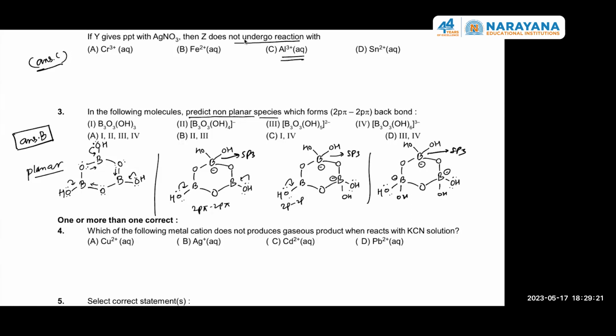Only in the case of copper, cyanogen gas will be evolved. In the rest of the complexes, cyanogen will not be formed; it will be formed in the case of Cu plus 2 only. In the rest of the cases, precipitates will be formed. Because CuCN2 will get further converted into CuCN and half CN2, and half CN2 is cyanogen gas. So this is gas. No gaseous product will be produced in the case of Ag, because it will form a complex if we have excess, but otherwise it will form a precipitate. AgCN, CdCN2, PbCN2 will be the precipitates, and no gaseous product will be obtained. So the answer will be BCD.